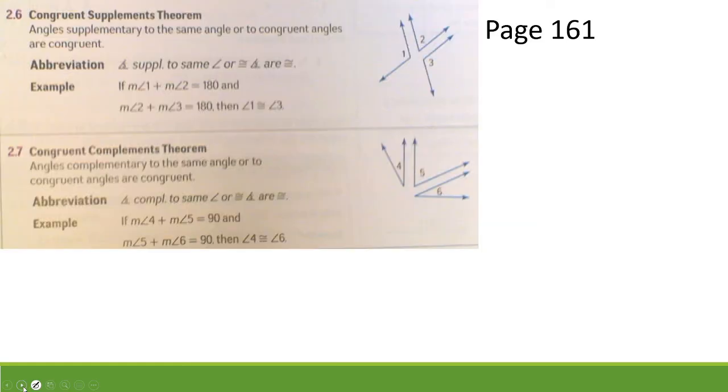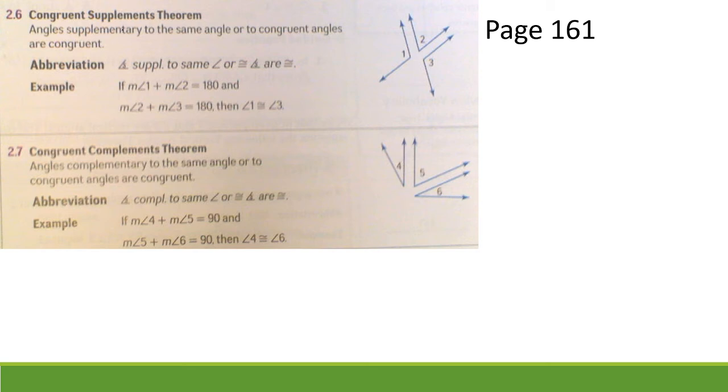So there are extensions we have on this here. We have the congruent supplements and congruent complements theorem. And what these basically tell us is how to connect. They're kind of like transitive almost, actually. So let's do the supplements one.